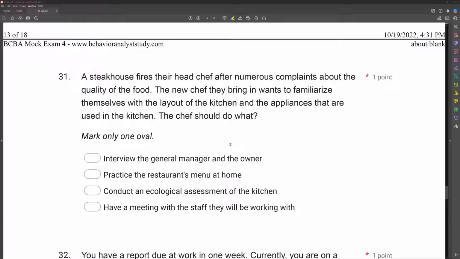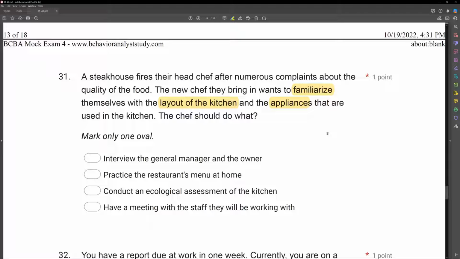If we need to look at a behavior of a specific individual, then we need to be more direct about it, right? We need to do some sort of direct assessment that's part of an FBA to determine exactly what behavior we're looking at or what the function is or whatever it might be. In this case, what is the chef trying to accomplish, right? Well, the chef wants to familiarize themselves with the layout of the kitchen and the appliances. So not necessarily the staff, not necessarily the patrons, not necessarily anybody involved, but instead kind of where he's going to be working. In other words, he wants to get familiar with the environment that he's going to be cooking in.